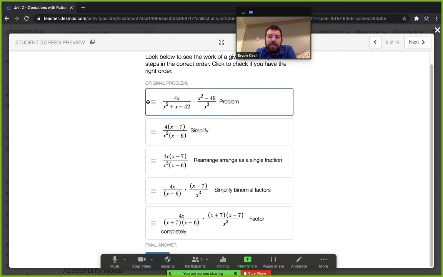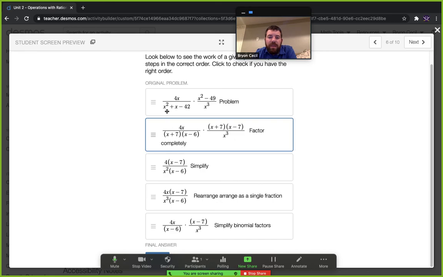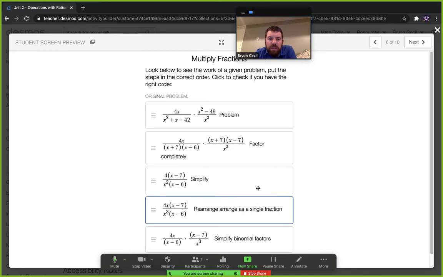Okay, so with this, this is where I'm at. I'm going to factor completely. I'm going to factor this quadratic into two binomials. I'm going to take this here into two binomials. Then what I'm going to do, guys, is, let's see here.